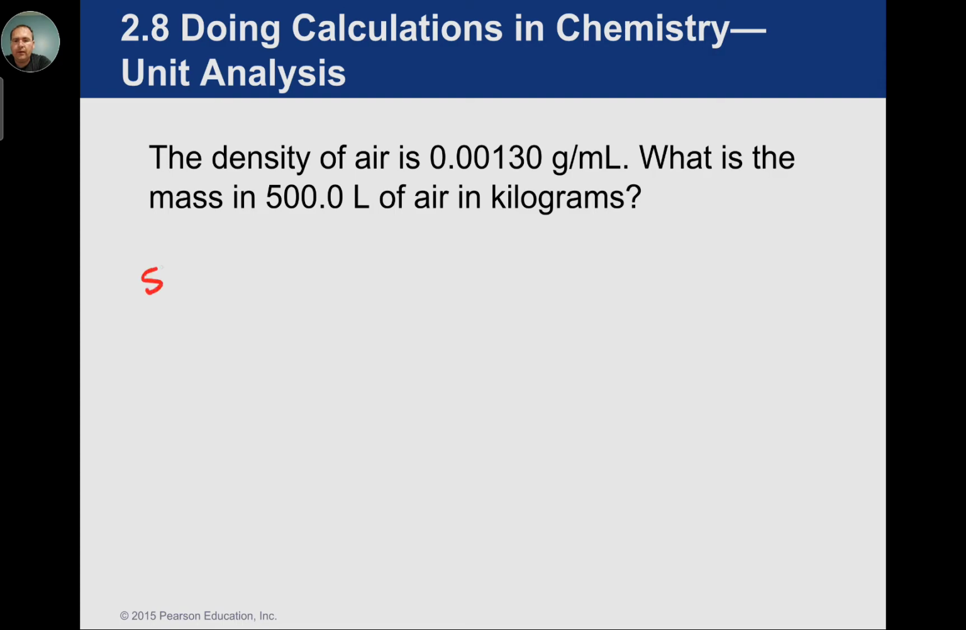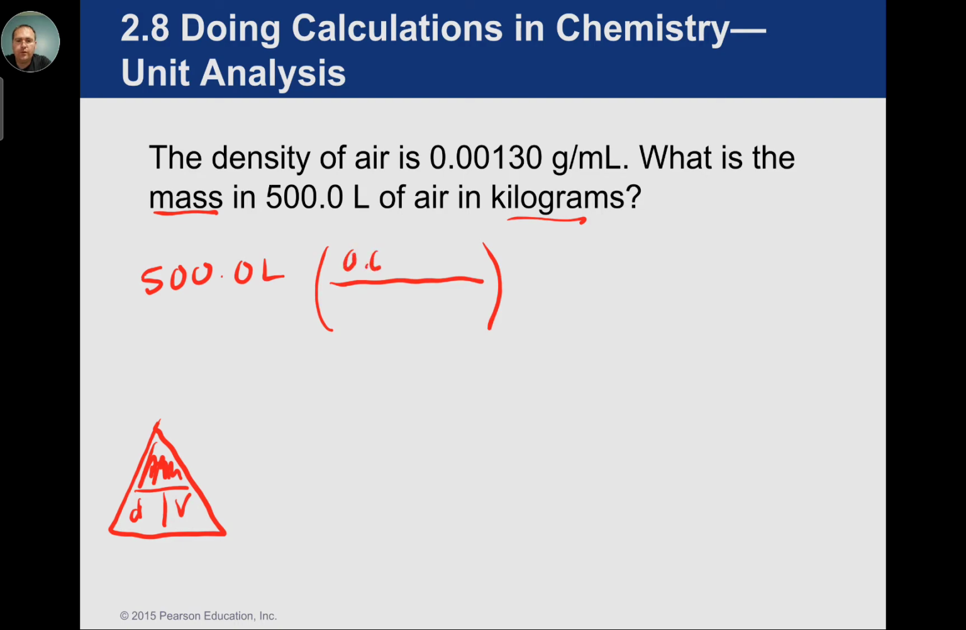We have 500 liters. We have 0.00130 grams per milliliter density. They want mass. We could probably cheat off of our triangle on this and realize that if density is mass over volume, and it is, they want the mass in kilograms. So get rid of mass, and it's just density times volume. So here's volume. Let's multiply it by density.